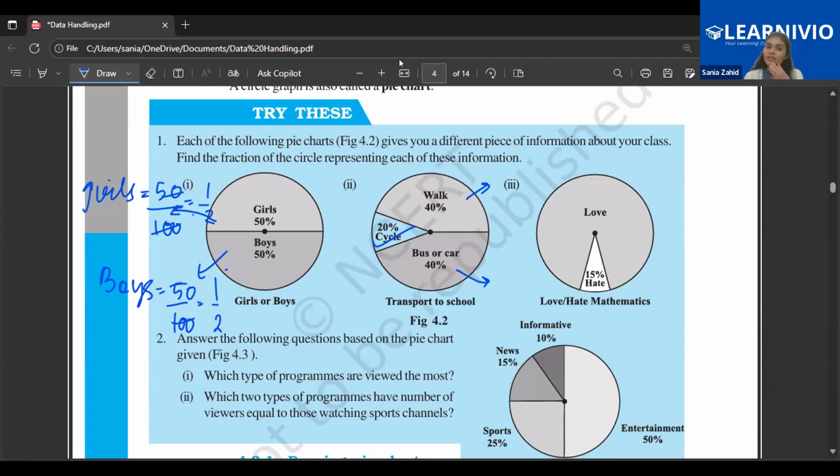Right? Like over here, hate is 15%. How many of the students hate mathematics? It's only 15% of the students. So you write 15 by 100. Now the love percentage is not given to you. So what you will do is, 100% is the total percentage, so you find 100 minus 15. That gives you 85 percent for love. And now how will you calculate the fraction? 85 by 100.